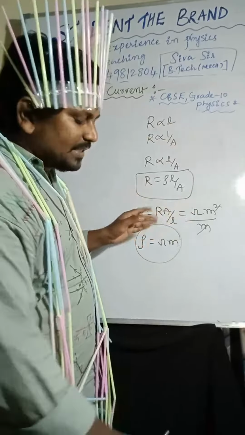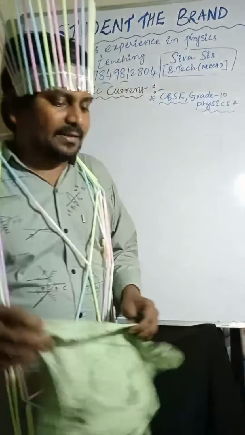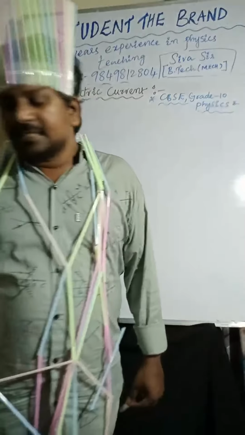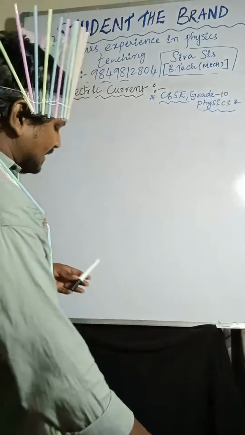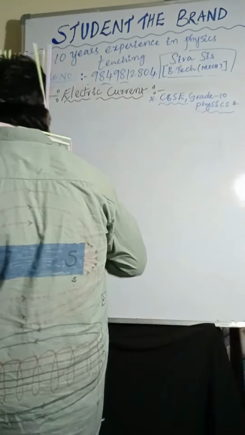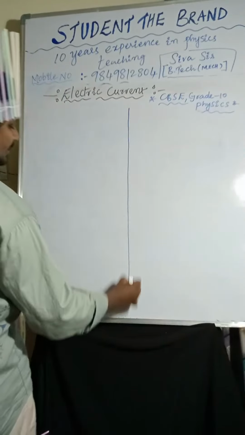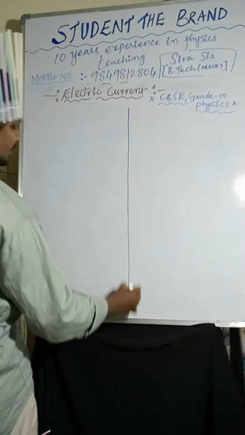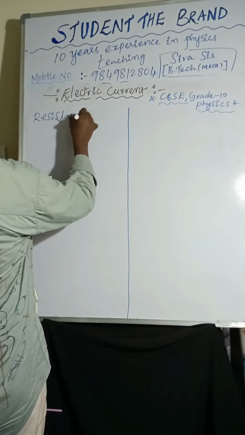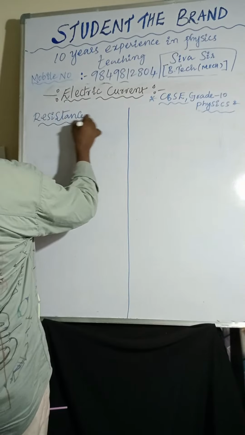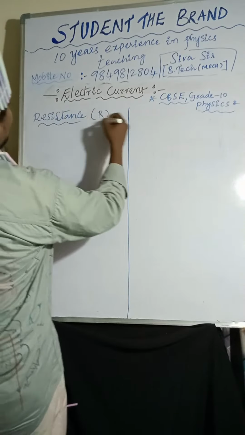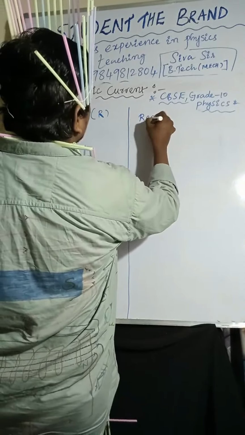Differences between resistance and resistivity. R is the resistance, rho is the resistivity.